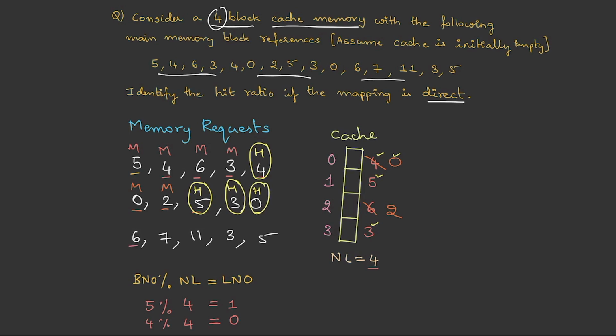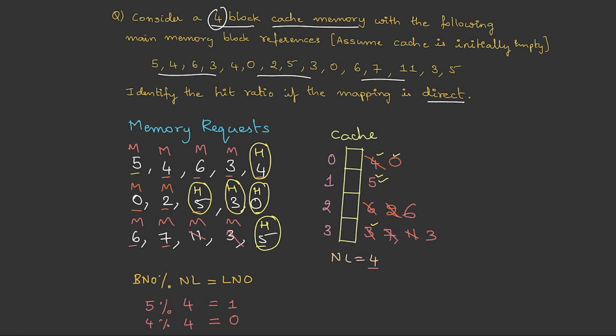Now how about 6? Now 6 is not there, it has to be in line number 2, so therefore this 2 will be replaced with 6, therefore this is a miss. 7 has to be in line 3, this is again a miss. Now 11 also has to be in line 3, so this is a miss. 3 also has to be here in line 3, and the last is 5. Now 5 is available, therefore this is a hit.